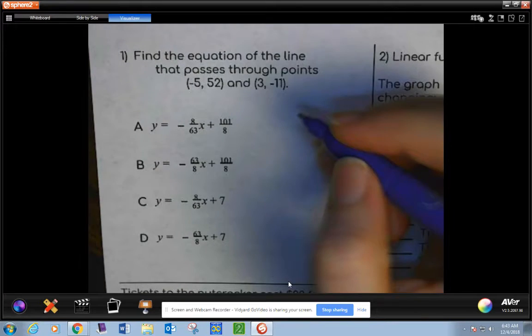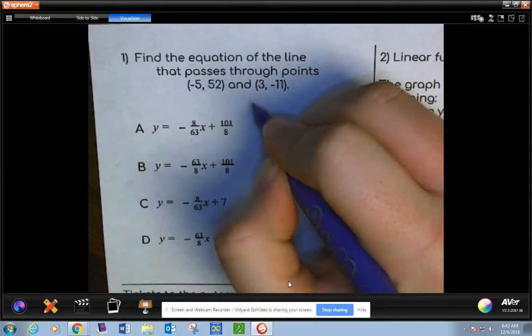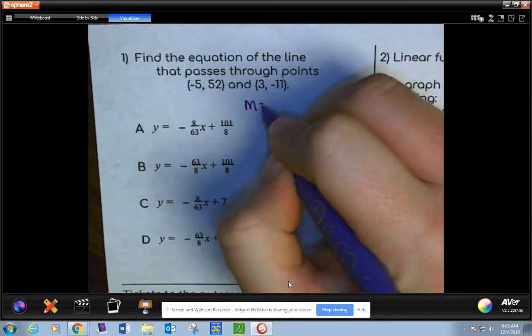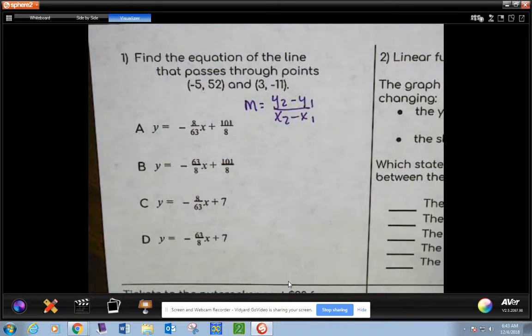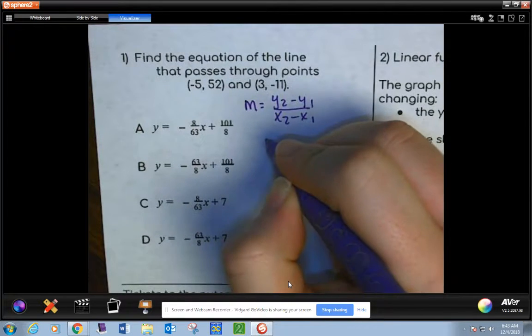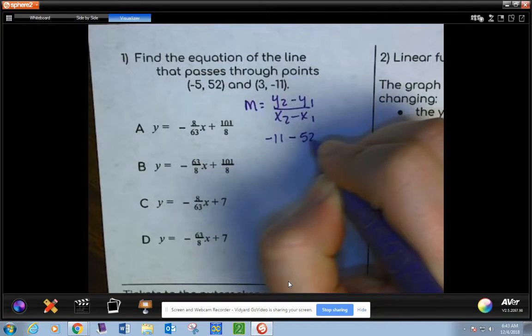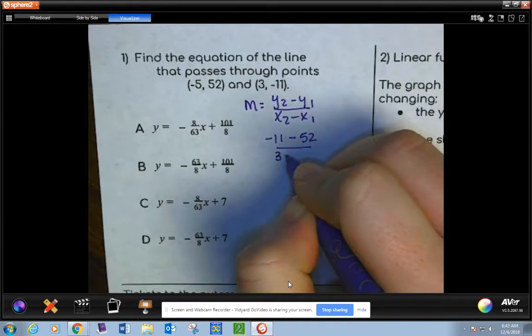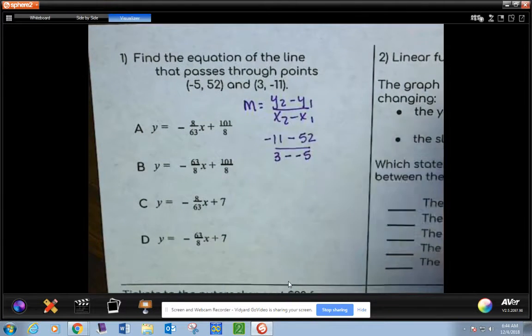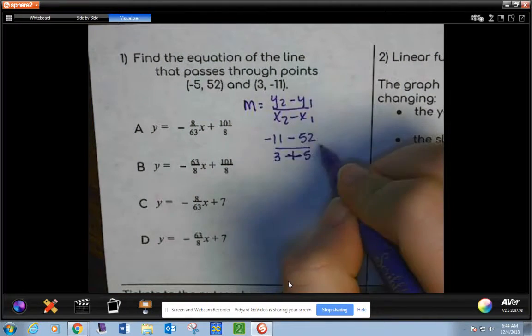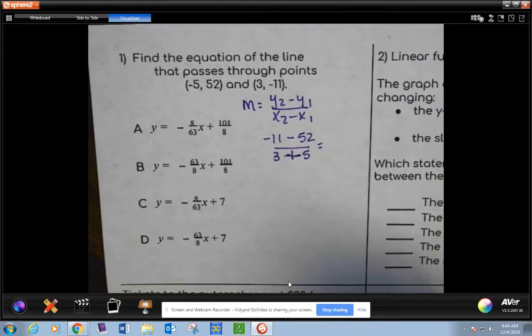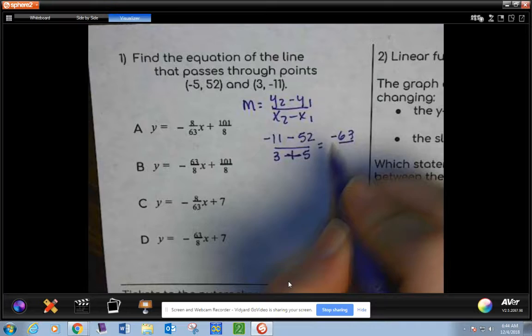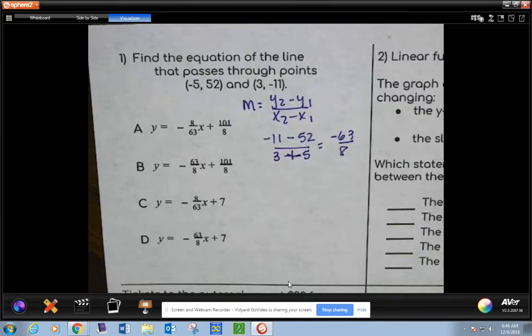Okay, to do this by hand, the first thing that you're going to have to do is to find slope. So we're going to use the formula m equals y2 minus y1 over x2 minus x1. When I do that, I'm going to get -11 minus 52 over 3 minus -5. I'm going to change my double negative. And then if you would like to, y'all can still use the calculators. You're going to do -11 minus 52, which is -63, and 3 plus 5 is 8. So you know your slope has to be -63 over 8.